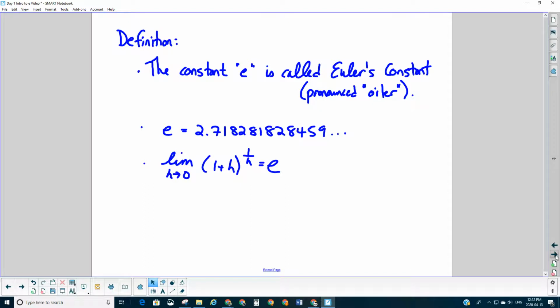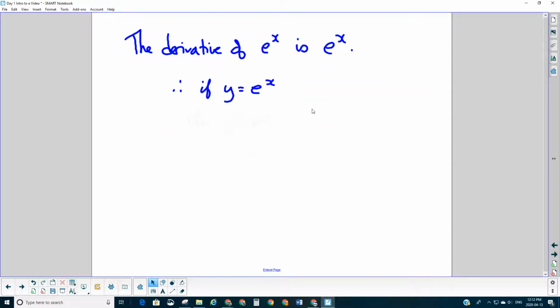And the reason it's significant in the calculus world is because the derivative of e to the x is itself. So 2.718 blah, blah, blah to the power of x, when you take the derivative of it, it's exactly the same as 2.718 blah, blah, blah to the power of x. So this is a very significant one. We have the only exponential function we've been able to differentiate today is e to the power of x. But we'll see how that gets into being able to differentiate other exponential functions.